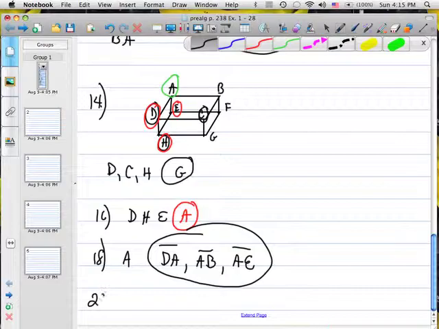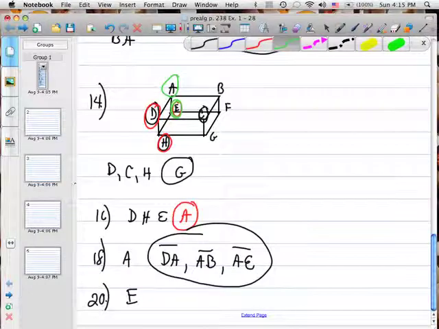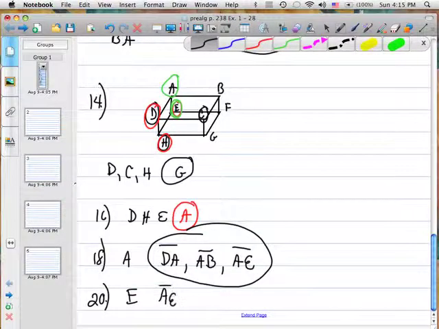And number 20, point E. Here's point E. And the line segments that intersect there are AE, EF, and EH.